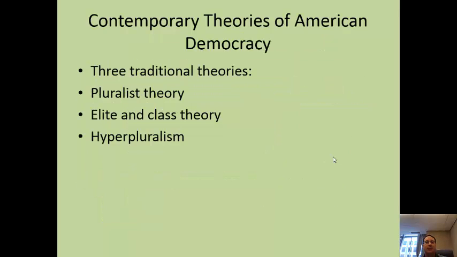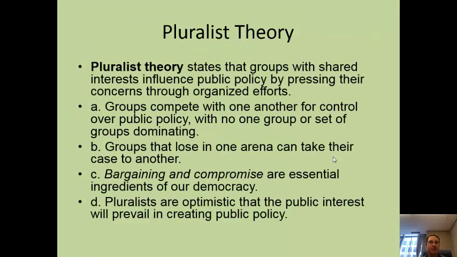So, along with it, there's three contemporary theories of American democracy that we'll talk about in this class. So, pluralist theory. Pluralist theory is all about interest groups and how interest groups work. When you think about it, interest groups are lobbyists, those kinds of things. Everyone always is down on lobbyists. Lobbyists are bad and they corrupt the system and all that kind of stuff.